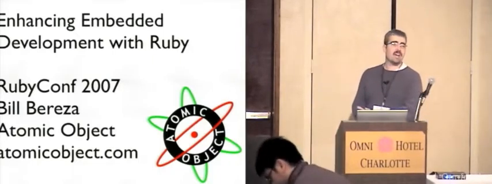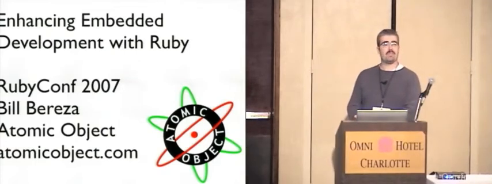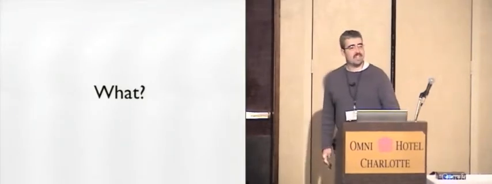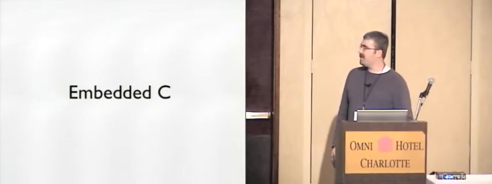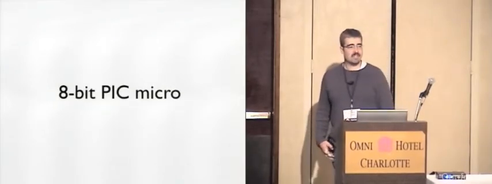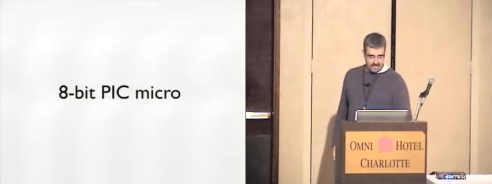I'm going to be talking about some work we did with embedded development, using Ruby to help the embedded development. So what is it that I'm actually going to be talking about? It's going to be involving an embedded C project on an 8-bit PIC micro. I'll go into some more details about the specific processor we used, but it's basically a pretty small system.